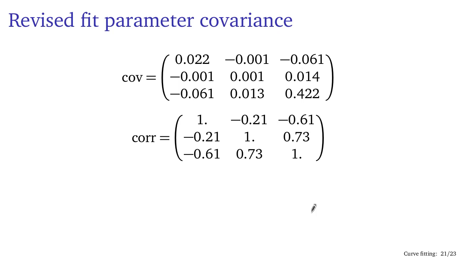If you compute the correlation matrix, which since it's normalized with respect to 1, is relatively easier to look at, 0.73 now is our largest correlation. 0.61, 0.21, those are smaller than what they were before, which is a good thing.